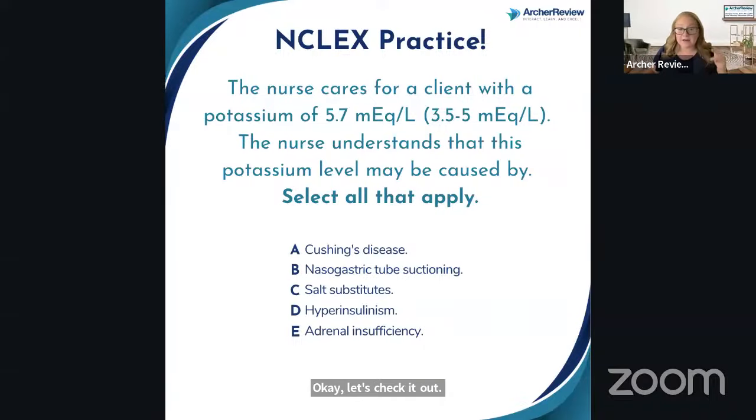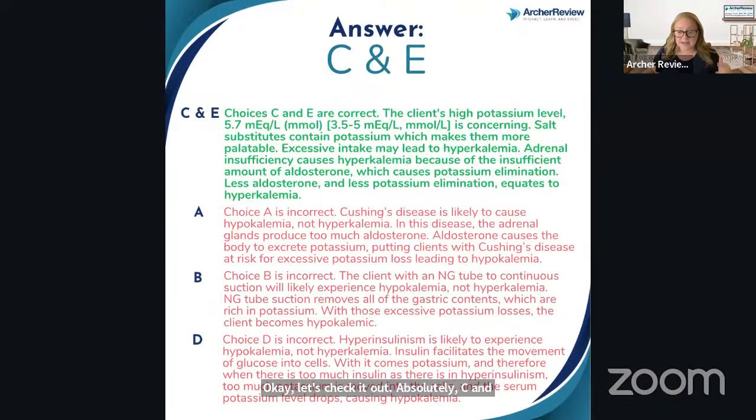C and E, okay? C and E. So those were our salt substitutes and our adrenal insufficiency. Those two things you guys definitely should know can increase that potassium level, no doubt about it. Salt substitutes, why is that? Well, salt's usually sodium, and if we can't have sodium, we need to make something taste salty, we're going to try something else. And that something is largely potassium. So those salt substitutes, you guys, really high in potassium.